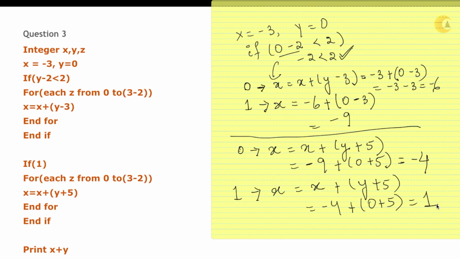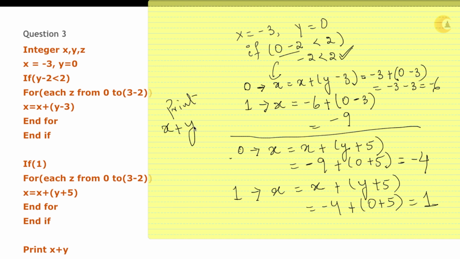Now this is the end of if, okay. Now it says print x plus y. So what is the value of x? We just derived it over here. x is 1, plus y. Y has never changed. So whatever y was in the beginning, that is what it will remain. So that is 0. So 1 plus 0 is 1. So your output will be printed as 1.